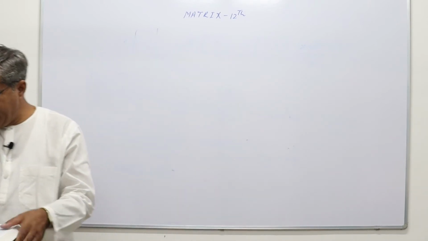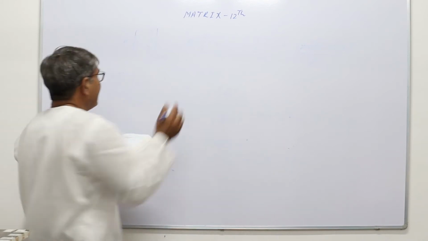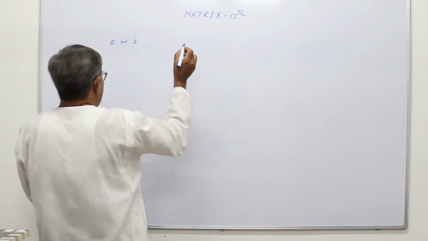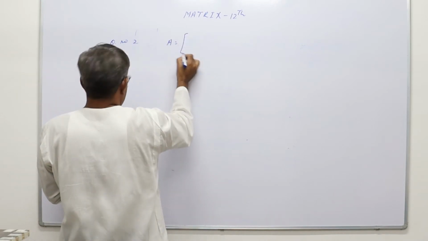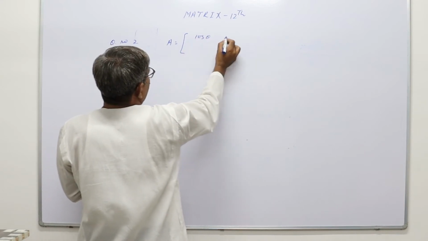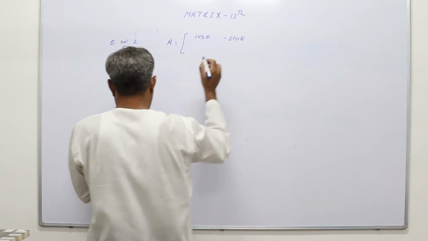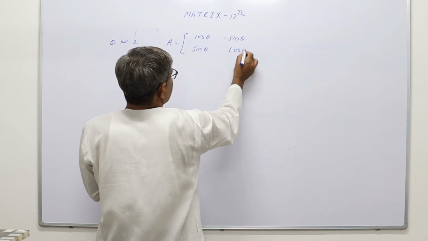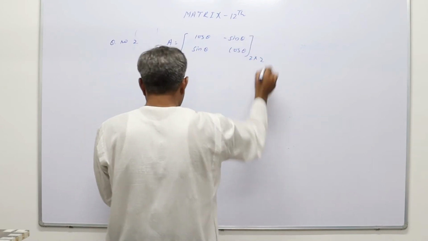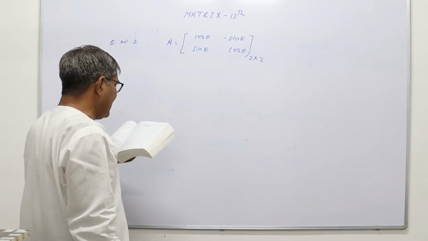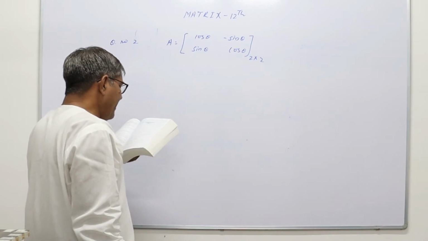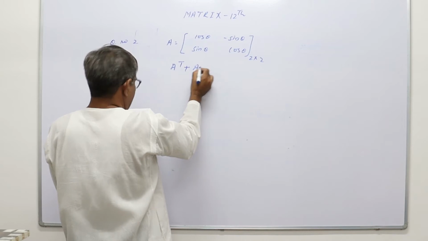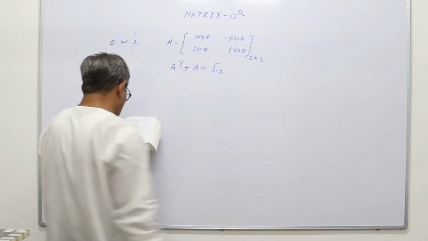Second question is this: if a given matrix, application 2, if the matrix A is equal to cos theta, minus sin theta, sin theta, cos theta. This is a 2 cross 2 matrix. Then find the value of theta if satisfying the equation A transpose plus A is equal to identity matrix of order 2.